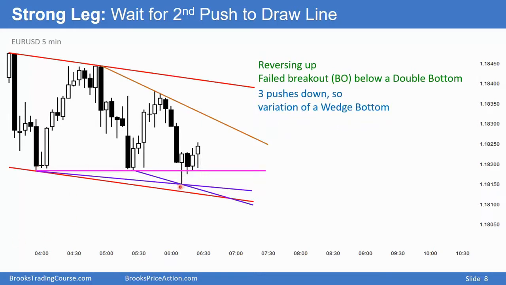We have a double bottom and a bear breakout. We have three pushes down, 1, 2, and 3. Whenever the market has three pushes down and reverses up, it's a type of wedge bottom. It does not matter that the second low is above the first low or above the third low. That's irrelevant. The market tried hard 3 times to get a downside breakout, and now it's reversing up. It does not matter even if it's not a wedge shape. It's still the same forces that create a wedge bottom. So I think of a failed breakout below a double bottom as a type of a wedge bottom. You trade them exactly the same.